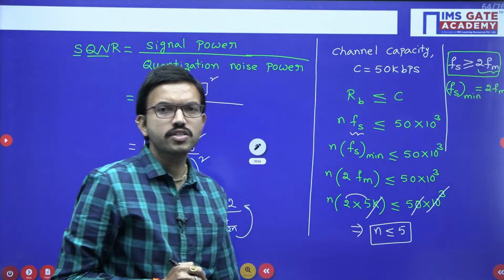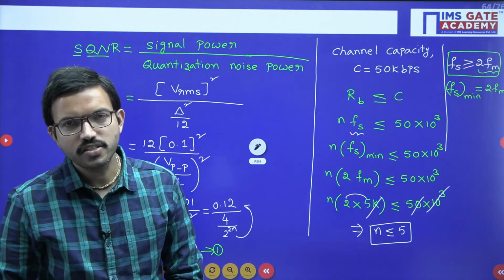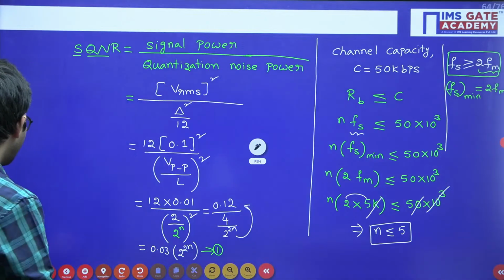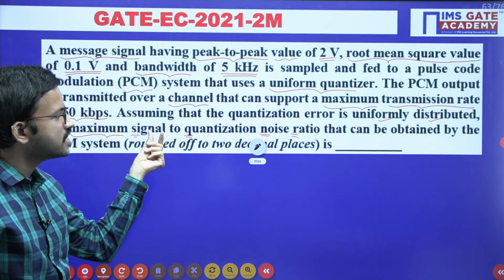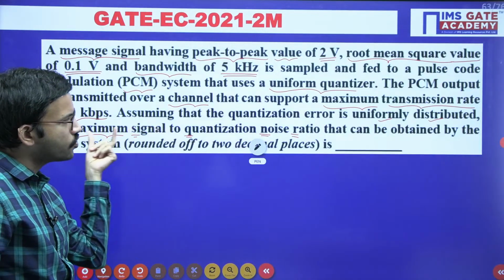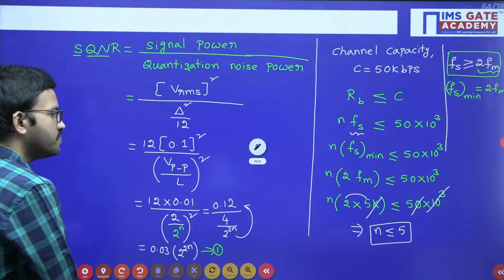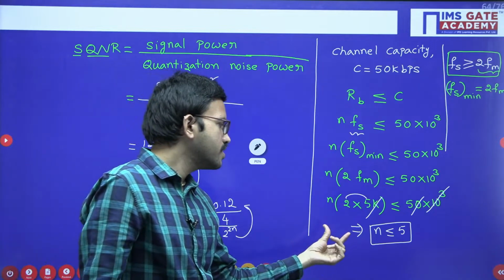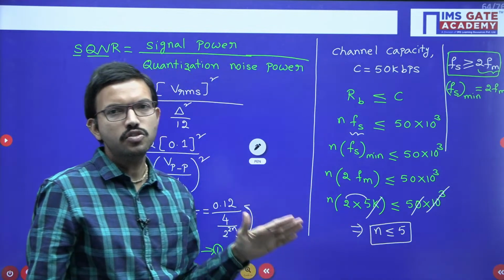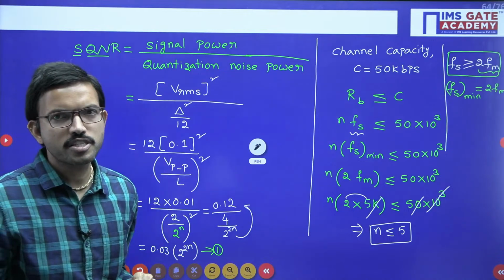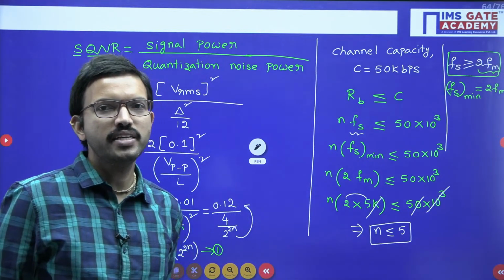Now tell me, regarding Fs we have chosen the minimum value. Regarding N, what value do we have to consider? Just look at the last two lines. Here we are supposed to calculate the maximum signal to quantization noise ratio. Just read this one word: maximum signal to quantization noise ratio. With this you will get the clarity, whether we have to consider the minimum or maximum n value to satisfy this relation. By observing this relation, n can be 1, 2, 3, 4, 5, so you are getting 5 possible values. Among those 5, which value do we have to consider? Any guess?